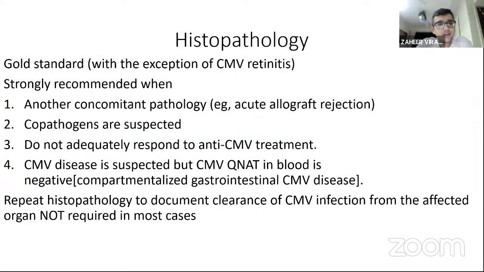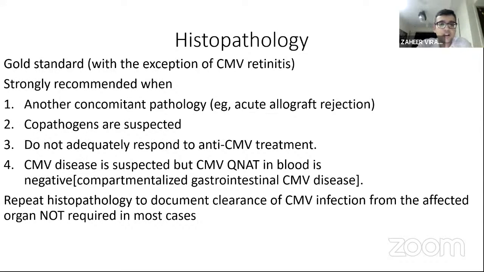Histopathology is the gold standard, with the exception of CMV retinitis. But now you can't do histopathology in each case. So that is why in the majority, like in a CMV meningitis or a CMV pneumonitis, one ends up doing a CMV quantitative nucleic acid testing. But where should you do a histopathology? Where you suspect another concomitant pathology.